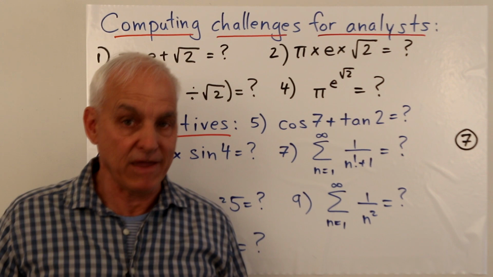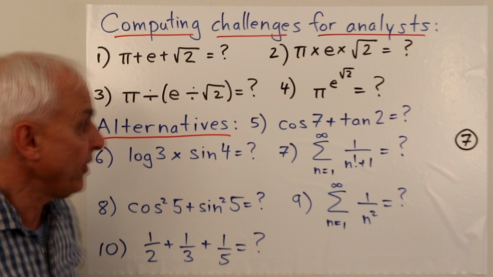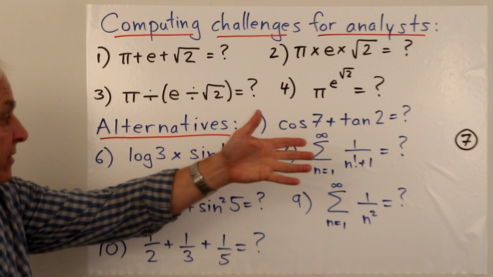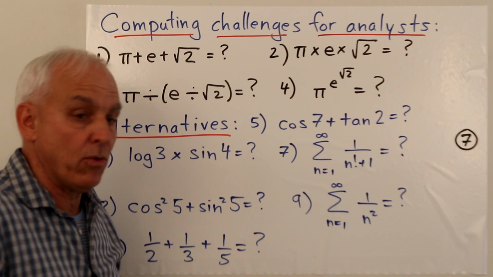If you're sick of pi and e and root 2, here are some alternatives that illustrate the point as well. What is cosine 7 plus tan of 2? These are amongst the many symbolics that we have. So what happens if you add this thing to that? What do you actually get? If you multiply log 3 times sine of 4, what do you actually get? If you look at this infinite sum, n equals 1 to infinity, of 1 over n factorial plus 1, what do you actually get? You get a real number. So which real number do you get?